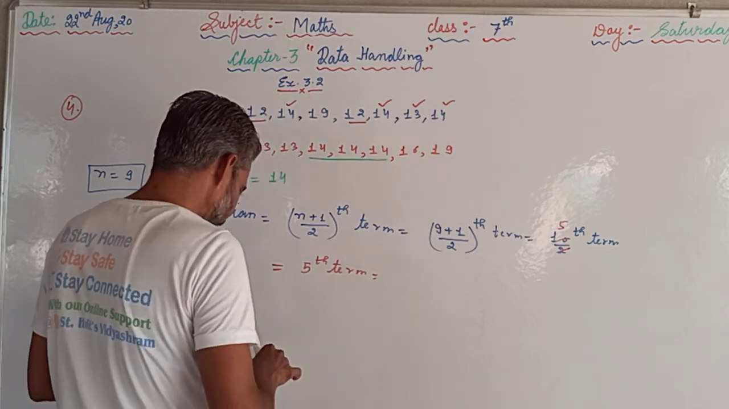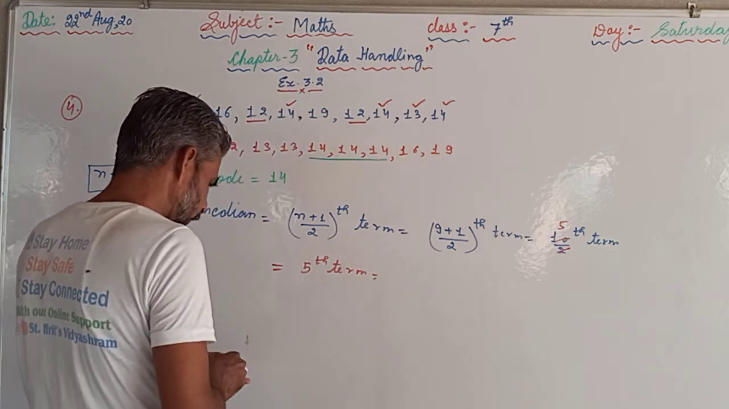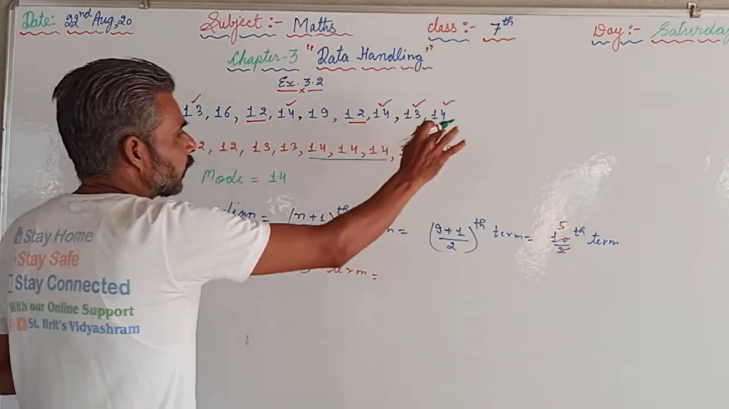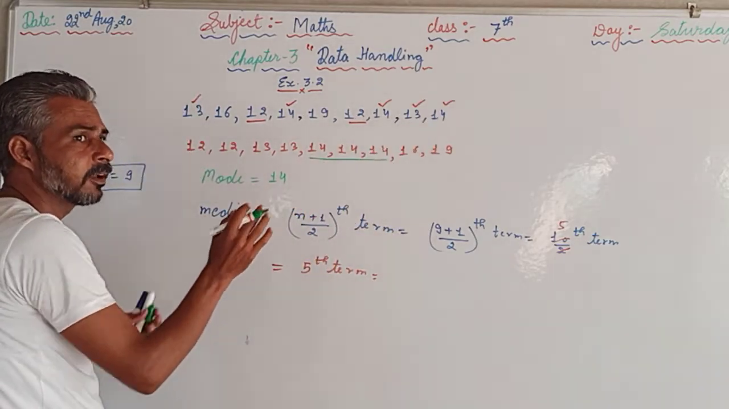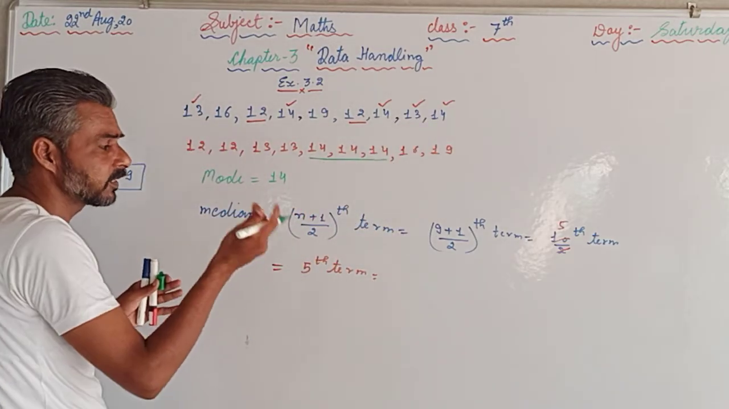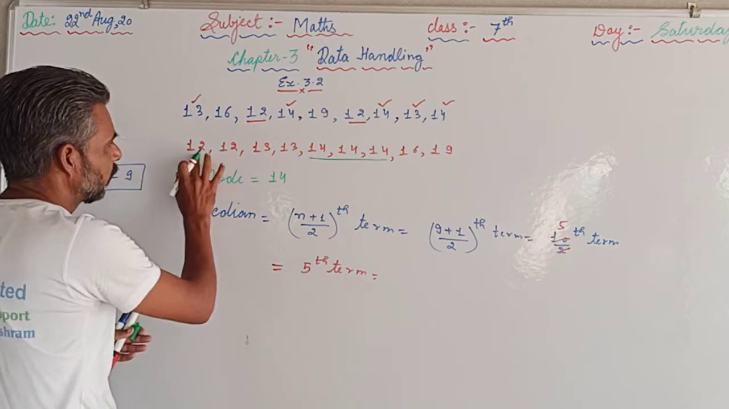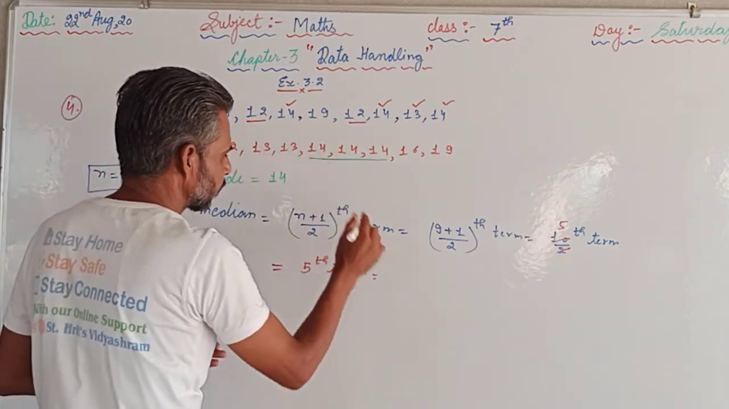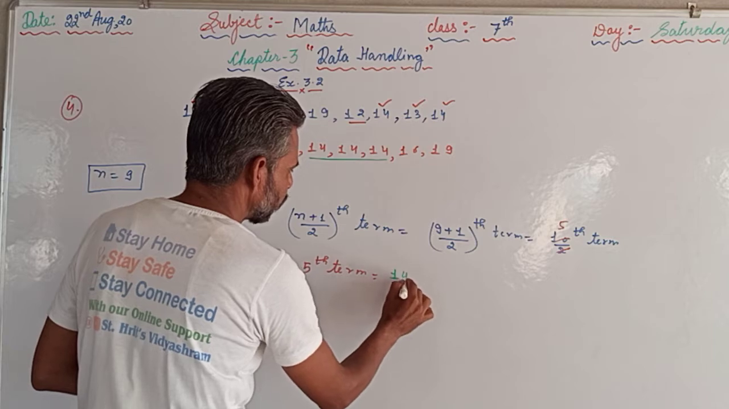Now we have to again observe the increasing order. The observations we have arranged in the increasing order, we are supposed to see which is the 5th term. First, second, third, fourth, 5th, that is 14. So 14 is the answer.